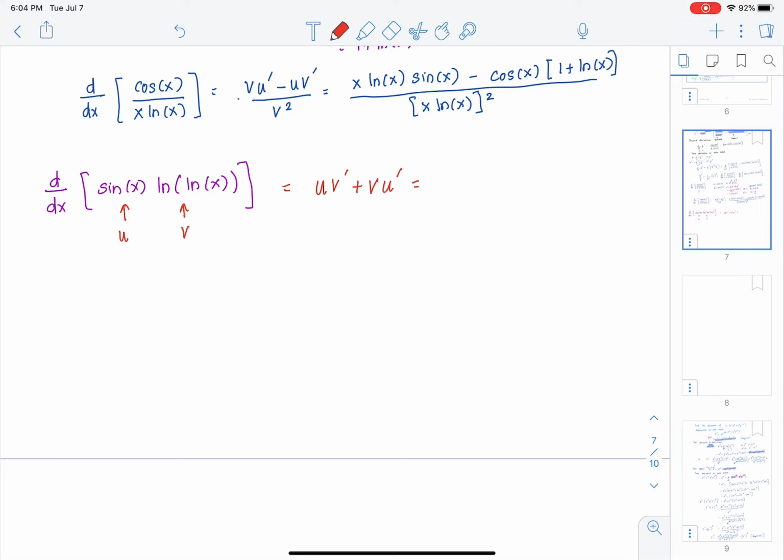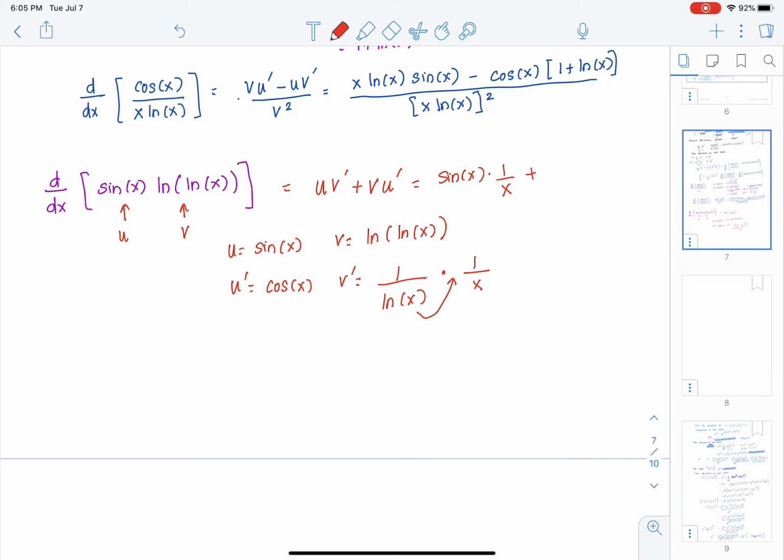So I have u as sine x, v as ln of x, u prime would be cosine x, and v prime would be 1 over ln of x and chain rule, multiplied by the derivative of ln of x, which would be 1 over x. So if we plug that in the rule, we have sine x times 1 over x plus ln of x multiplied by cosine x.